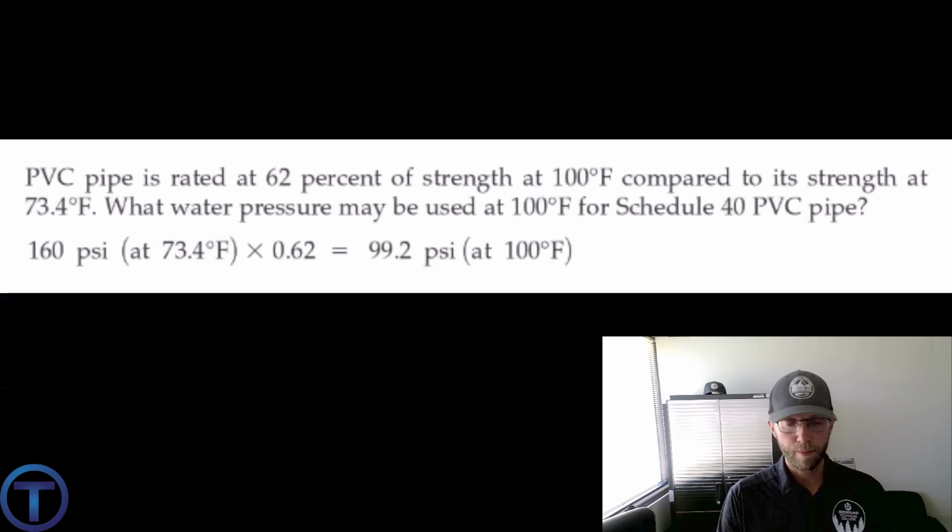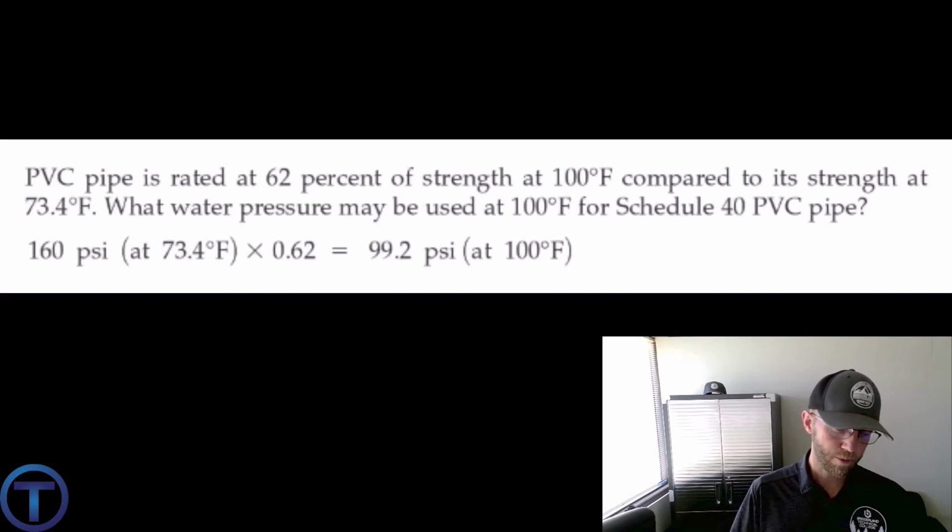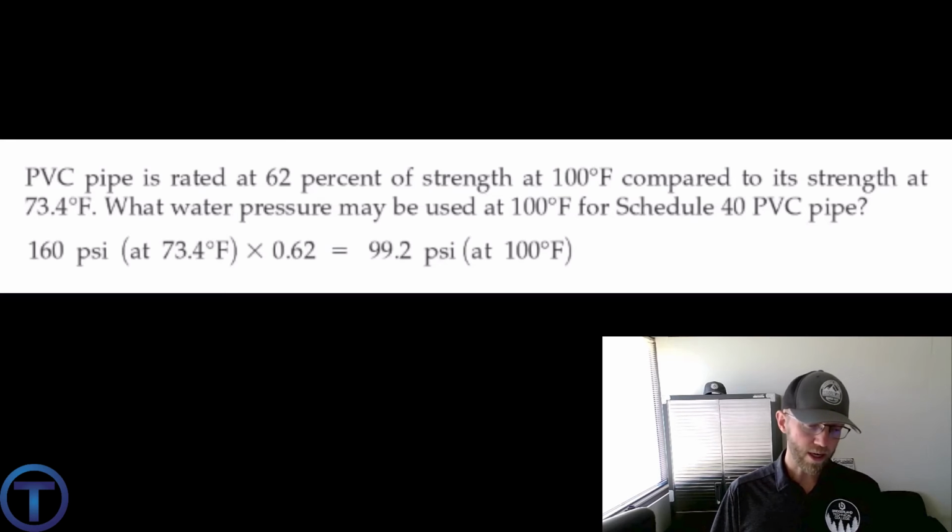Let's have a look at the sample problem here in Unit 11. The sample problem says PVC pipe is rated at 62% of the strength at 100 degrees Fahrenheit compared to its strength at 73.4 degrees Fahrenheit. That's just making a statement, right? The fact that at 100 degrees, it's not going to be as strong, so they give this number, 62% of its normal strength. So here's the question. What water pressure may be used at 100 degrees Fahrenheit for Schedule 40 PVC pipe?